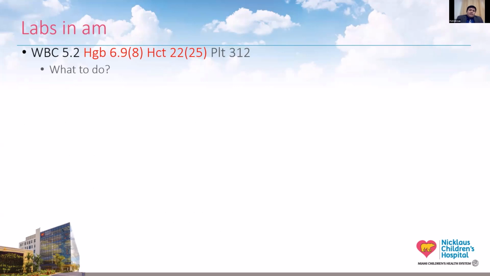The morning after, or later in the day, because she actually got transferred overnight, the ICU team repeated the labs, and they noticed that there was a drop in the hemoglobin, from 8 to 6.9. The patient was slightly tachycardic, in the 110s, but pressure was okay. What would you do at that point?